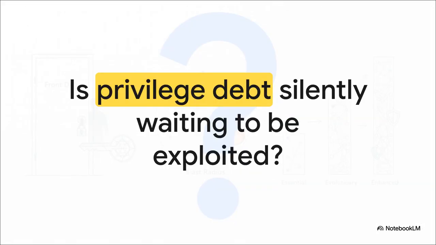So, as we wrap up this explainer, I want to leave you with a provocative question to really think about. Do you truly know who holds privileged access in your network right now, or is privilege debt silently waiting to be exploited? Taking the step from basic MFA to FIDO2, rigorously auditing your Active Directory, and pushing hard towards zero standing privileges, that is your roadmap to surviving modern threats.